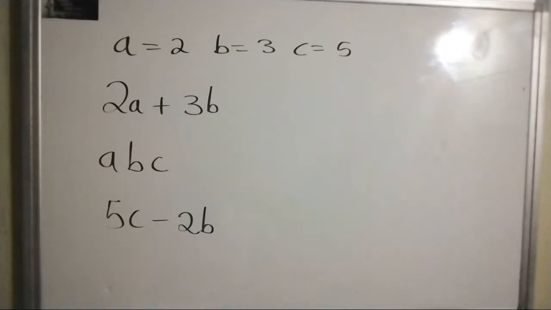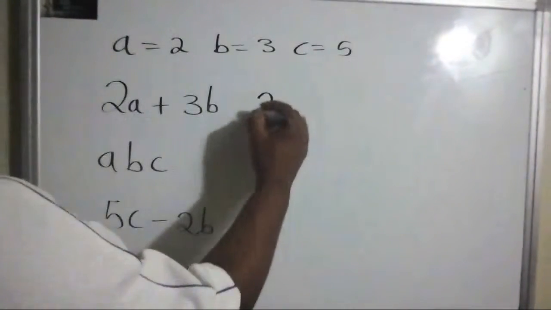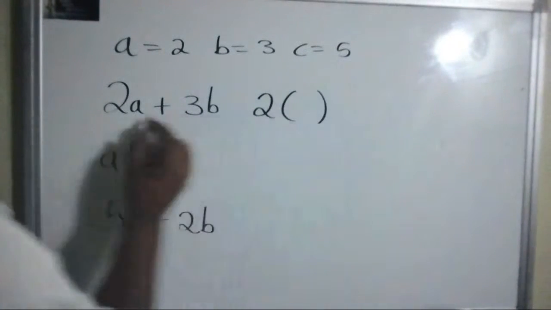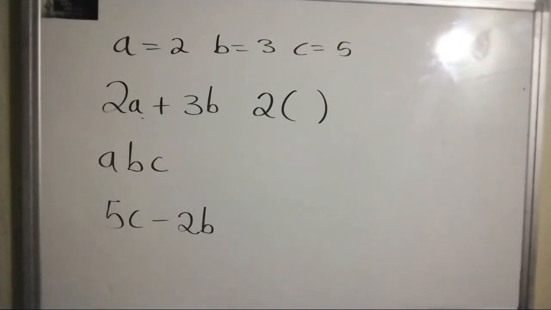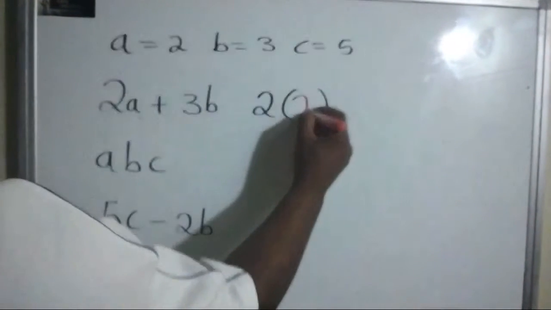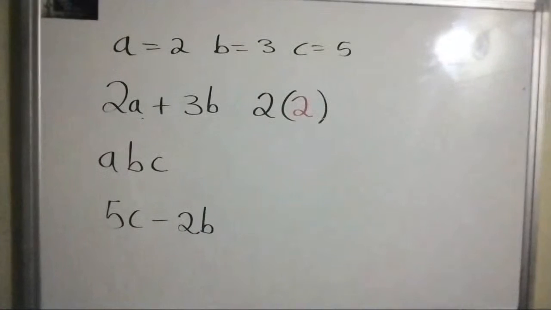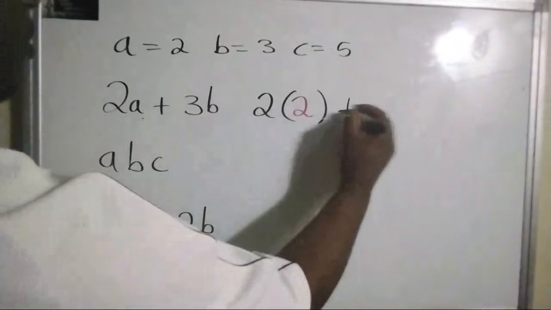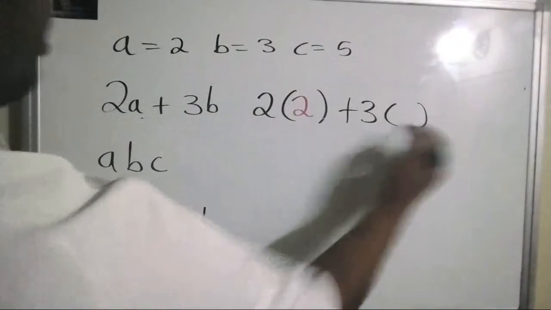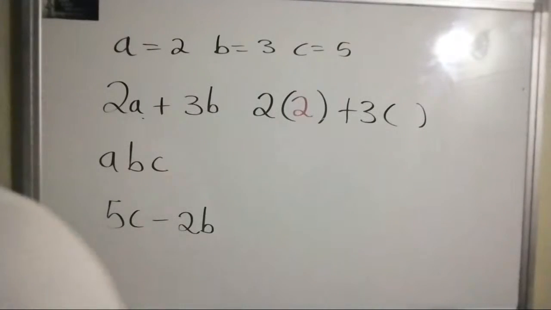Alright, somebody says 19. Alright, so let's work them out. All we're doing is substituting the values. This is called substitution. We're going to look at another form of algebra. So it's 2, replace A with the value that we know to be 2, plus 3B. They gave us the value to be 3, so we just put it in.